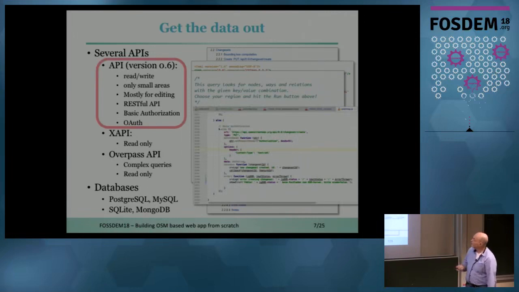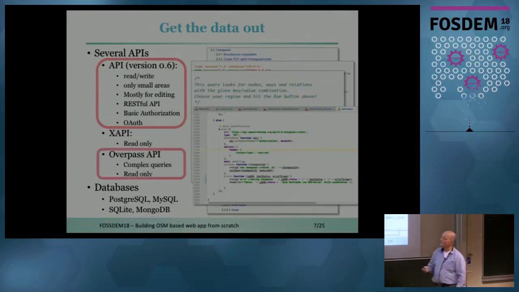In the current project, I use the API version 0.6, and I use the Overpass API. That means if I read data, I use the Overpass API, and if I want to change some data, then I use the other API.